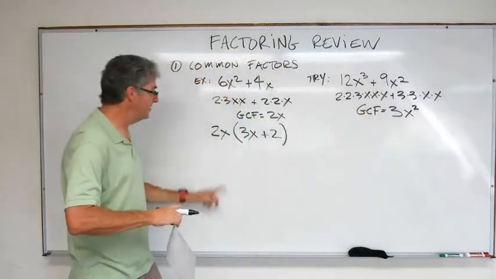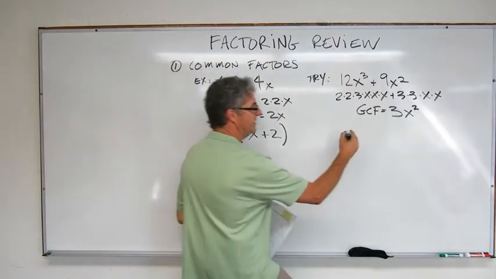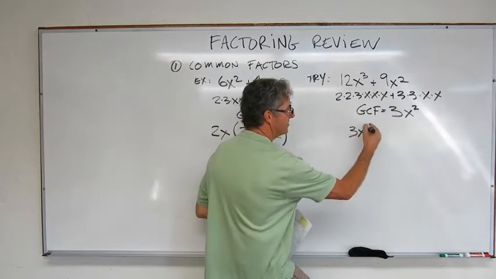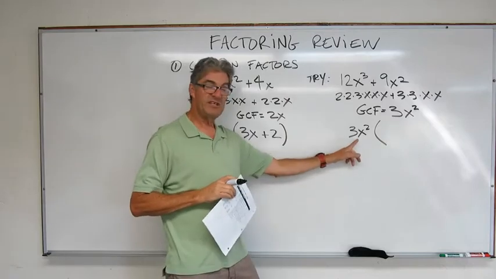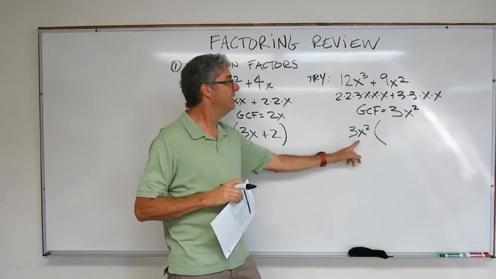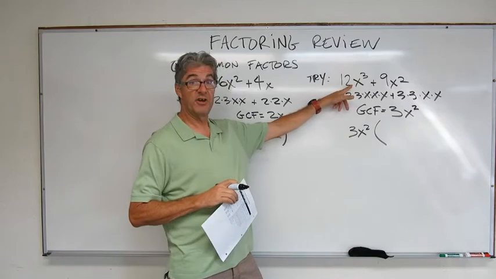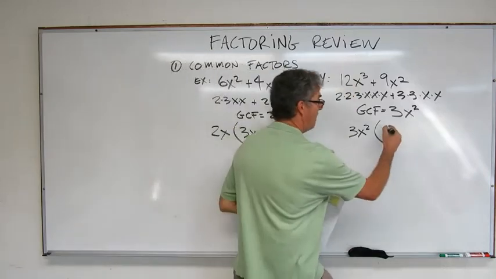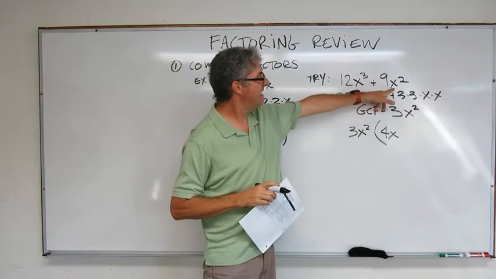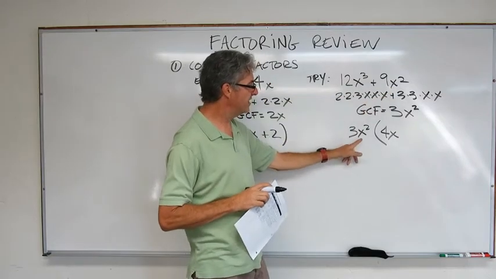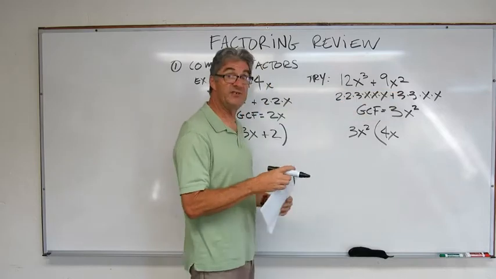So now I'm going to reverse that, just like we did the last one. So now I have my 3x squared on the outside. What's left on the inside? What do I need to multiply 3x squared by to get back to 12x to the third? And that's just going to be 4x. Now let's take a look at the 9x squared. What do I multiply 3x squared by to get 9x squared? And that's just 3.